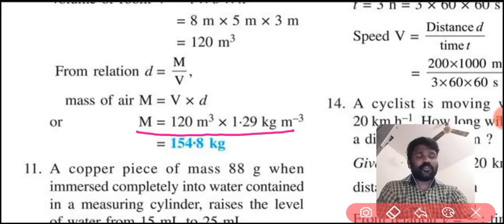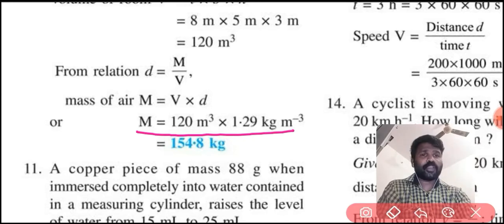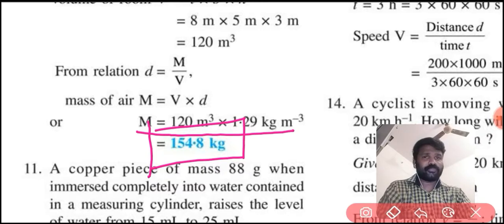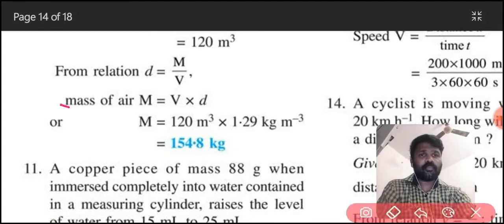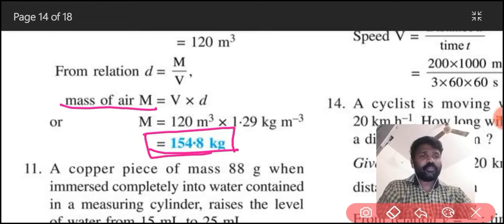By multiplying these both values, we will get finally 154.8 kg. That is the final answer. The mass of air M is equal to 154.8 kg. Okay students, you understood now?